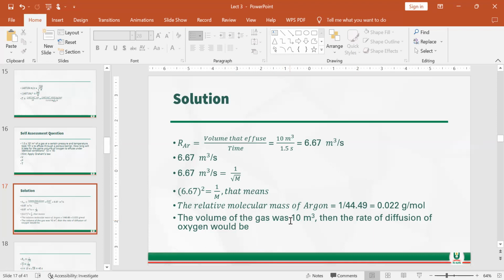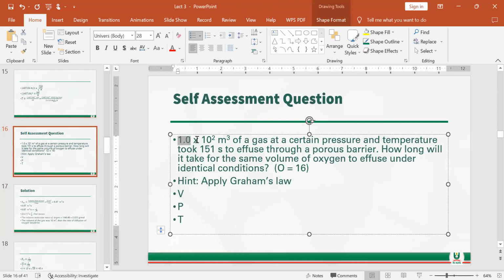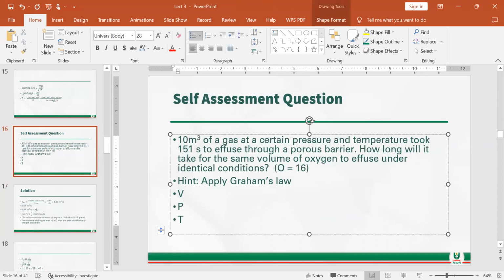The volume of gas was 10 meters cube. Sorry, I have to return that volume to 10 so that people don't get confused here. 10 meters cube. The volume was 10 meters cube.